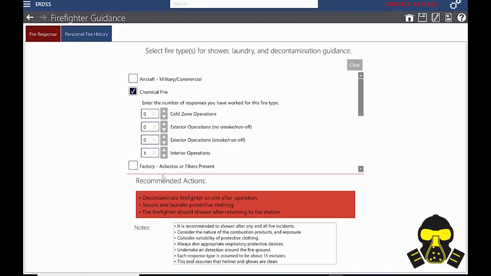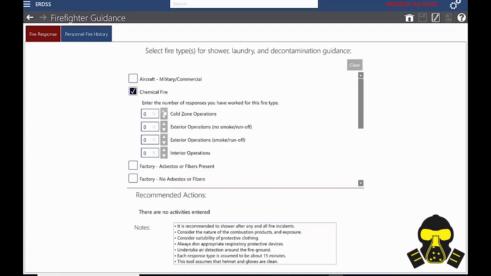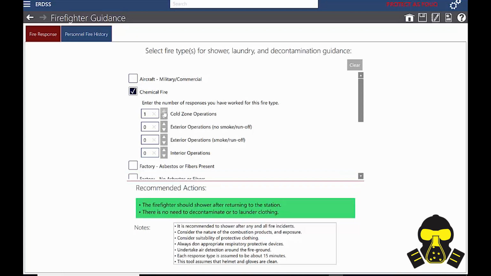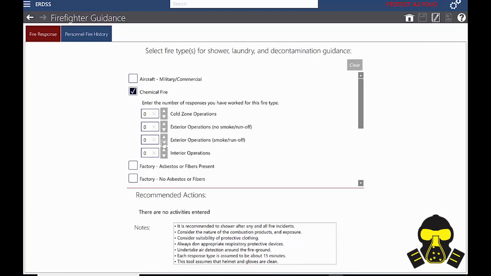So move me out to, let's say, the cold zone. What we might have happen is those people that were doing exterior operations might be the people that I have stay and do overhaul. And you folks, if you don't have capability of showering on scene, I might send you back to the station to shower as soon as physically possible and have the other guys doing the overhaul.